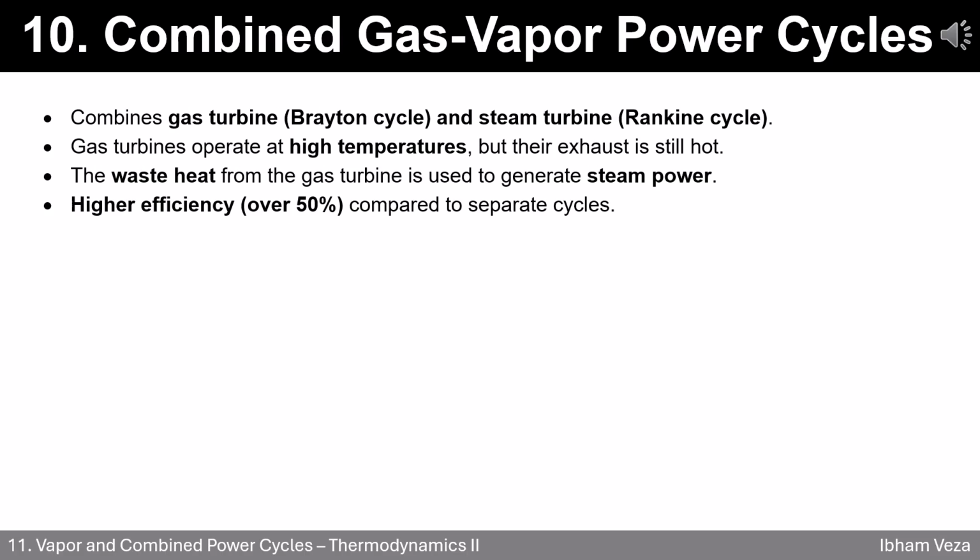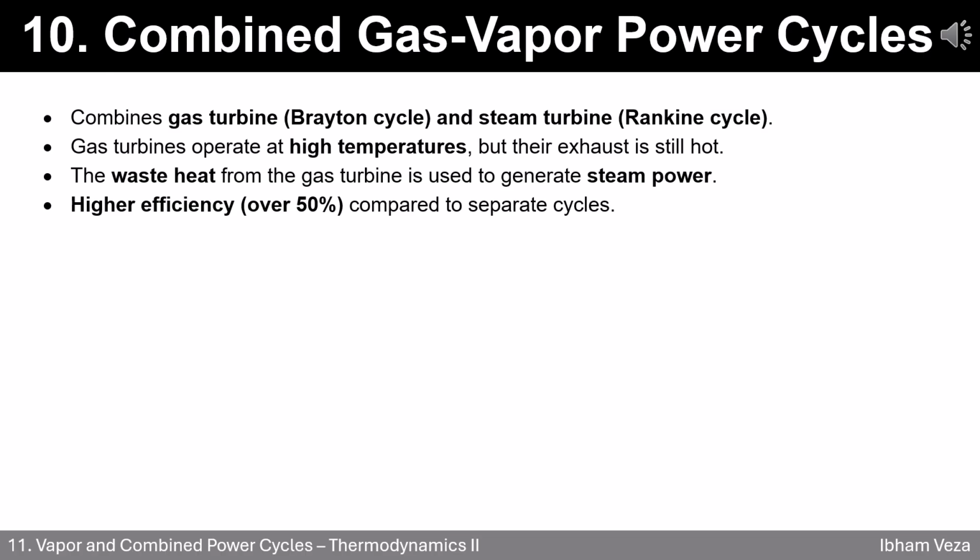10. Combined gas-vapor power cycles. Let's look at combined power cycles, which are a clever way to get more energy out of the same fuel. Combined cycles use two types of turbines: gas turbines following the Brayton cycle and steam turbines using the Rankine cycle.